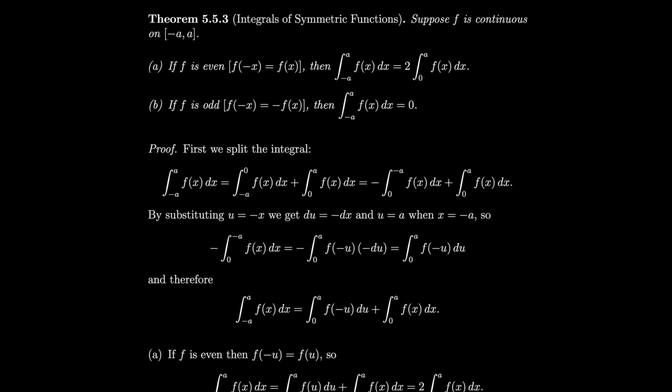Sometimes we have some special functions with symmetry. Suppose f is continuous on the interval from -a to a. Then if f is even, the integral is just double the integral from 0 to a. So -a to a gets replaced with 0 to a, and we double it. If f is odd, the integral is just 0.